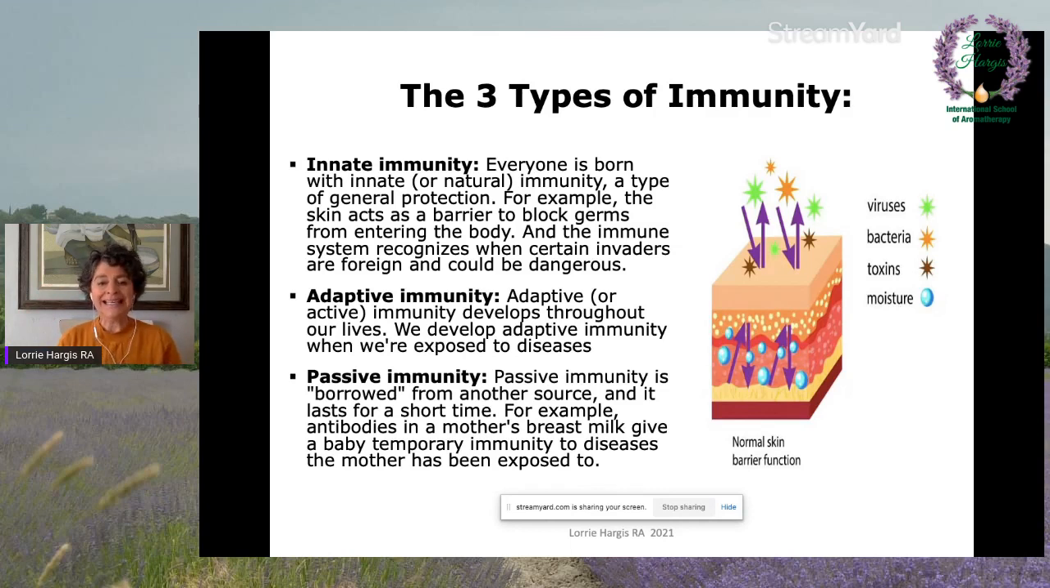Passive immunity is borrowed from another source. It lasts for a short time. For example, antibodies in a mother's breast milk give a baby temporary immunity to diseases that the mother has been exposed to. So if your mother nursed you, she's reinforcing that immune system. She's giving you even more immunity to things. She's also helping you with your gut bacteria. So moms out there, make sure that you can nurse your babies. It's so, so important. You'll have very healthy children.